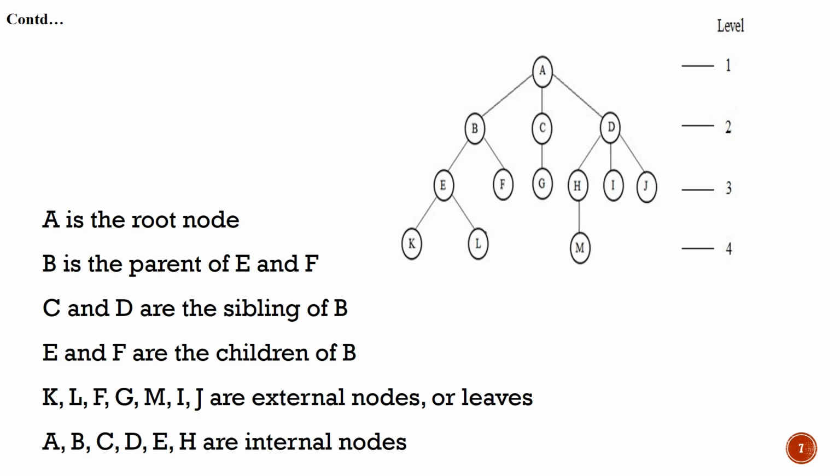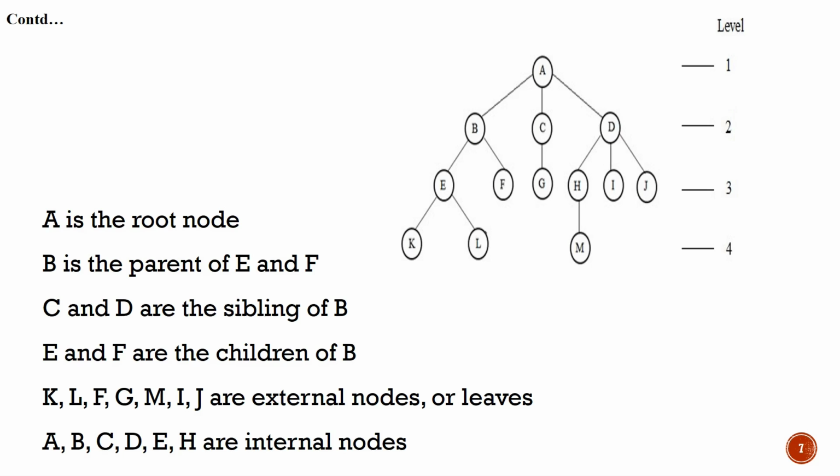The next one: if we take up the example, C and D are the siblings of B. That is, if I take C, B and D are the siblings of C. If I take D, B and C are the siblings of D. Siblings means these are the children of the same parent. Right?